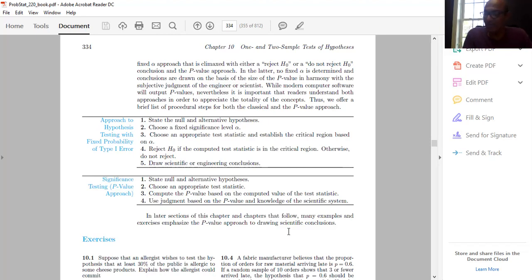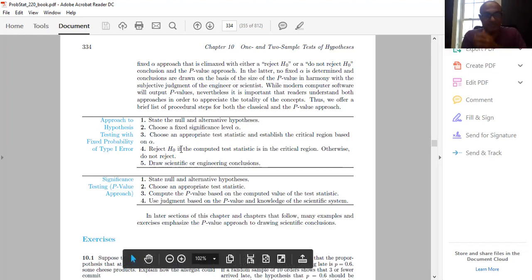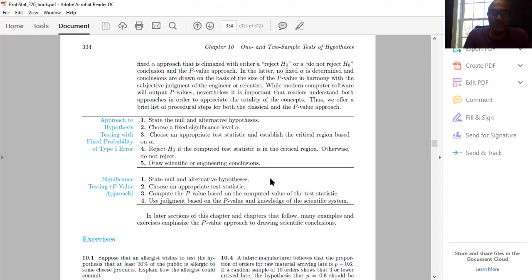The problems from where it arises, you need to answer the problem in the same fashion, same way. And the significance testing p-value approach is the hypothesis testing and significance testing. State the null and the alternative hypothesis. Choose an appropriate test statistic. Compute the p-value based on the computed value of the test statistic. Use judgment based on the p-value and knowledge of the scientific system.